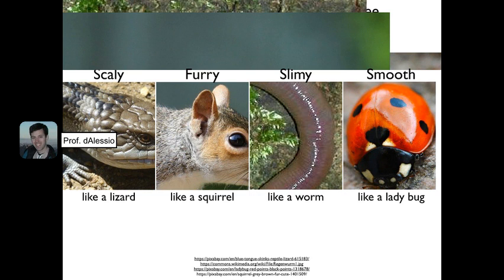Next, I'm going to have my students address this question in pairs. If you could reach out and touch the bee, what would it feel like? Is it scaly like a lizard, furry like a squirrel, slimy like a worm, or smooth like a ladybug? Now, I want you to think about how you would answer this, but I also want you to think about how a second grader might answer this, and what information they're drawing on in their head, what associations they are making.